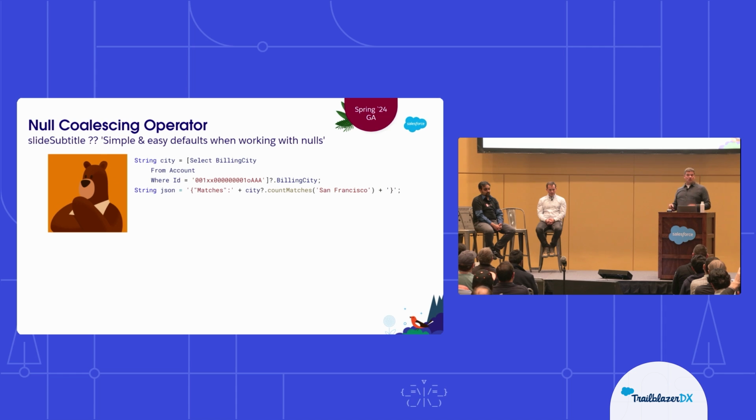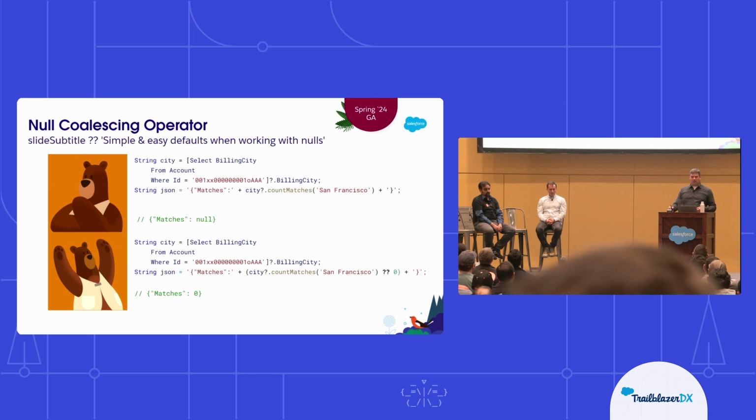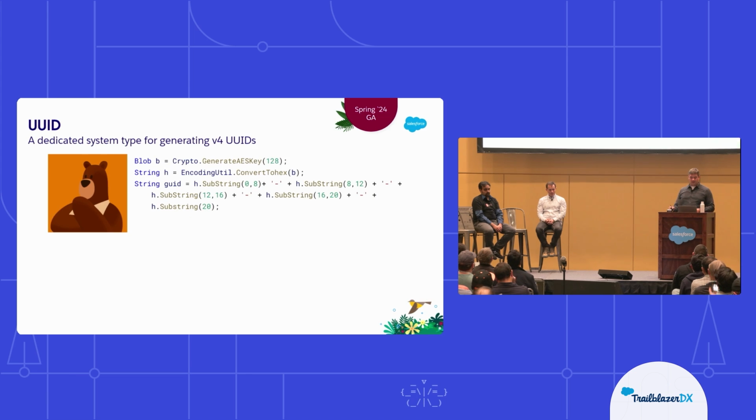So if that account was null, we didn't find it, and we didn't do anything, when we put that output out in JSON, we're going to get null. We didn't check for null condition. Whereas the null coalescing operator gives us a nice succinct syntax where we can say, actually, if it is null for whatever reason in that chain of operations that got me to where I am, I'm just going to substitute 0 because nobody wants to actually see null in that scenario. That's available in Spring 24.